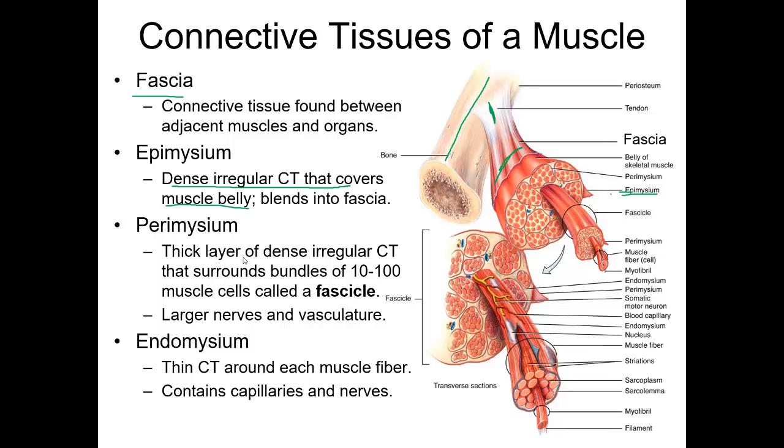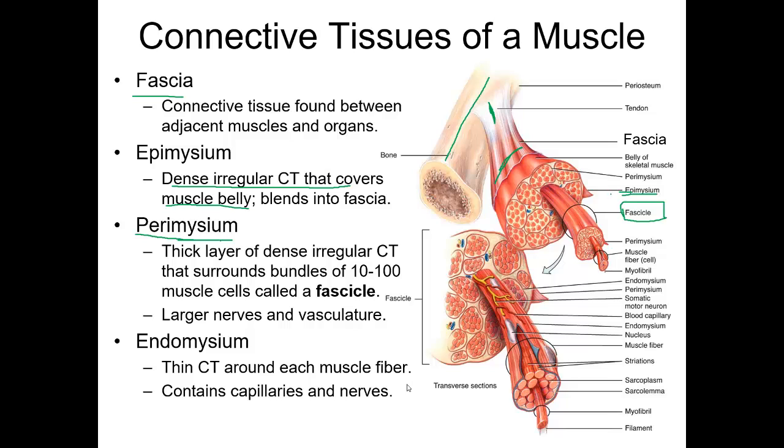Fascicles are bundles of muscle fibers. Now, these muscle fiber bundles are covered with another layer of dense, irregular connective tissue, and that is called the perimysium. So know the difference between epimysium and perimysium. Epimysium is the superficial layer of dense, irregular connective tissue, continuous with the fascia, whereas the perimysium is the deeper layer of dense, irregular connective tissue that covers the fascicle.